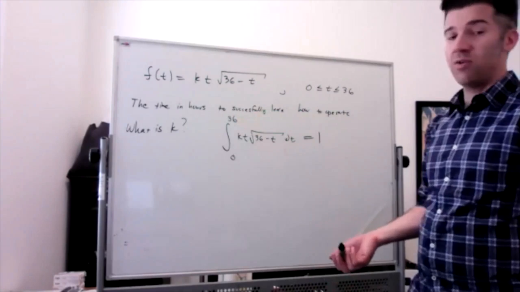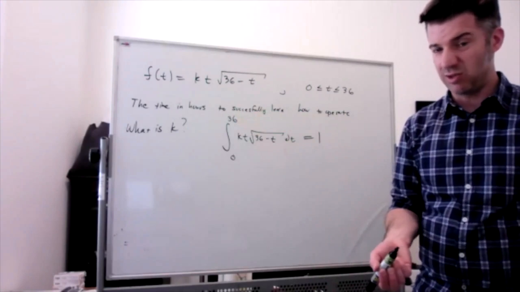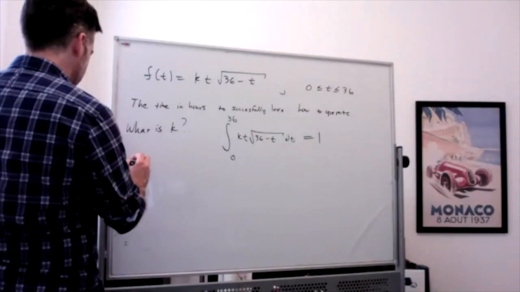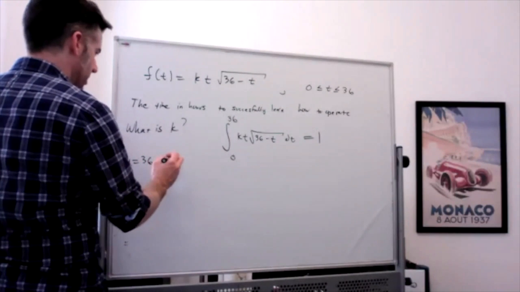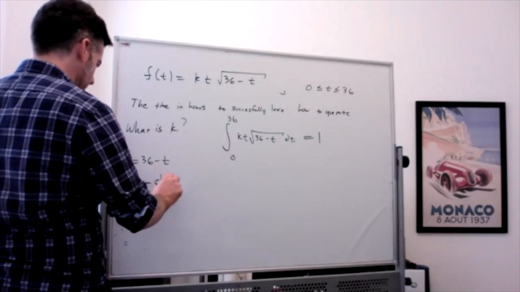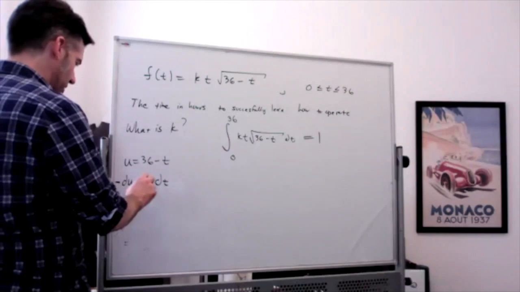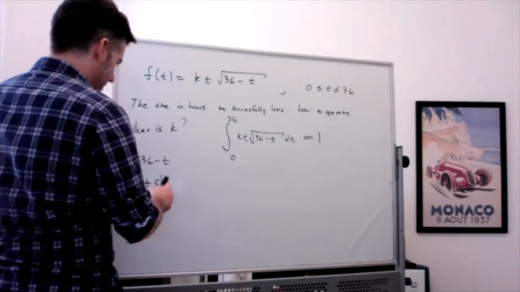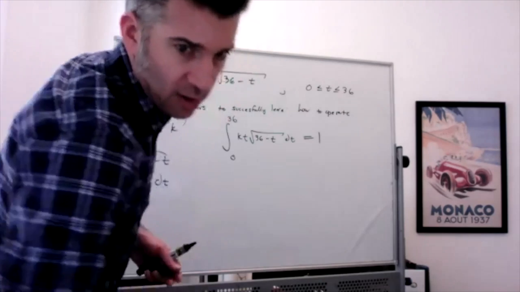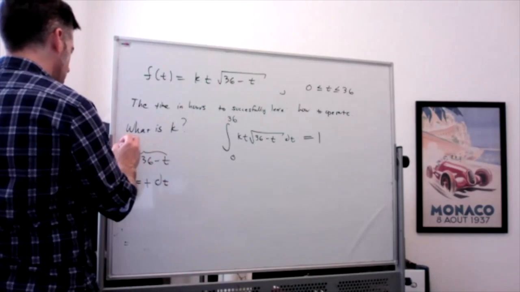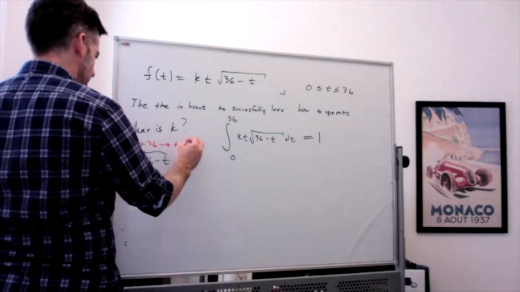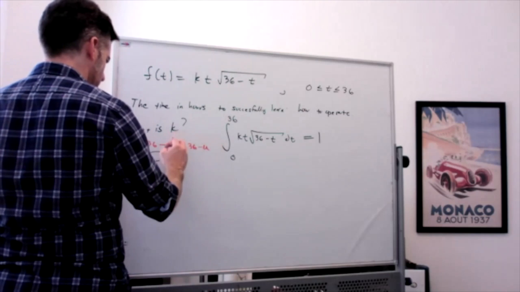And to do this, we have to do a u sub with a back substitution. So we're going to let u equal 36 minus t. du is going to be negative dt. So negative du is going to be positive dt. And if I solve this for t, u plus t is equal to 36. So t is equal to 36 minus u.